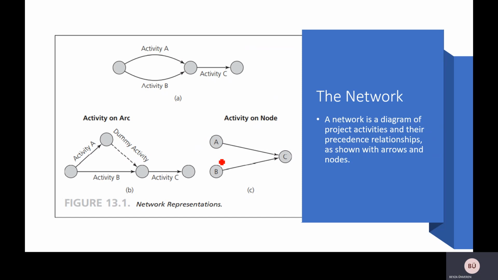This figure illustrates the convention used for activity on arc and activity on node networks. Three activities, A, B, and C, are to be completed for the project. Activities A and B start and finish at the same time. Activity C cannot start until A and B have been finished.